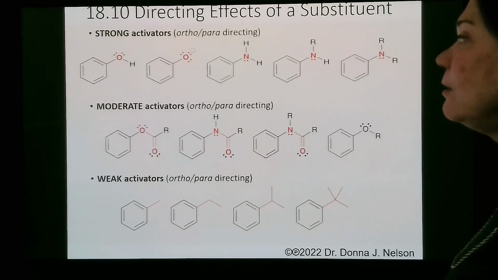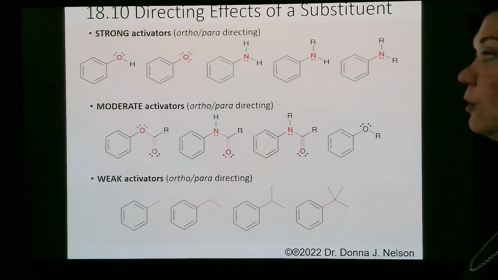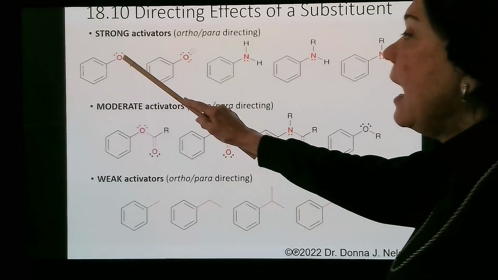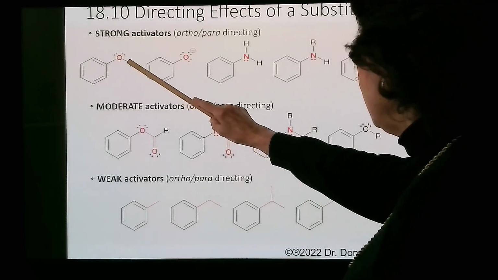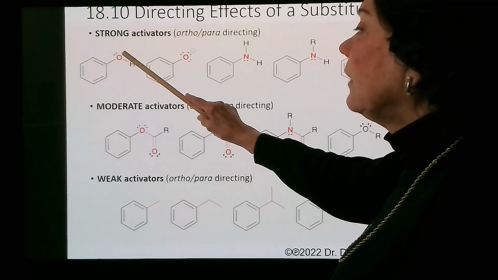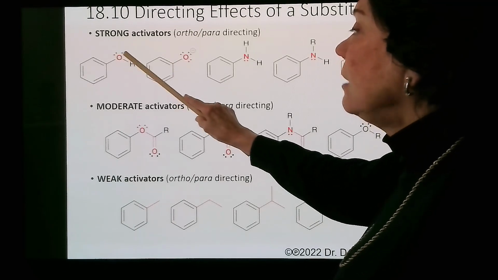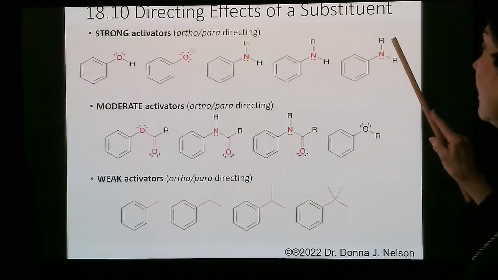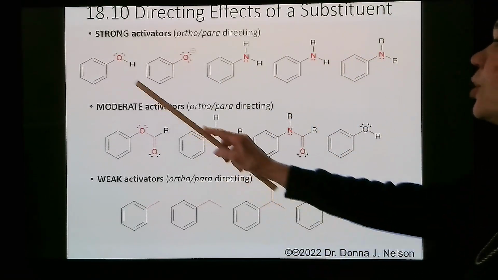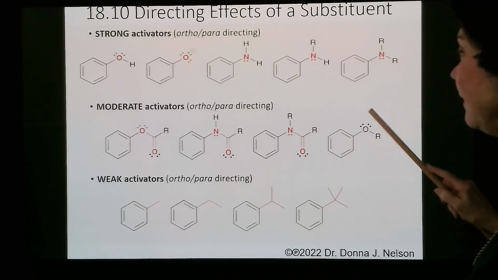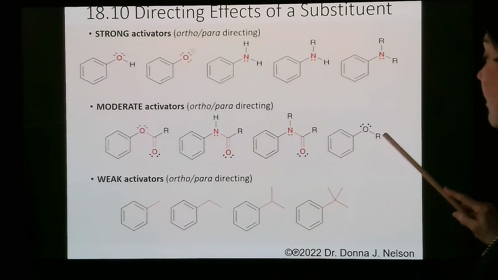Now let's review the reactions that you've seen. You've seen strong activators with ortho-para directing effects. And here we have noticed that these all have pairs of non-bonding electrons. And so these are all easy to remember. Now, these are all strong activators.